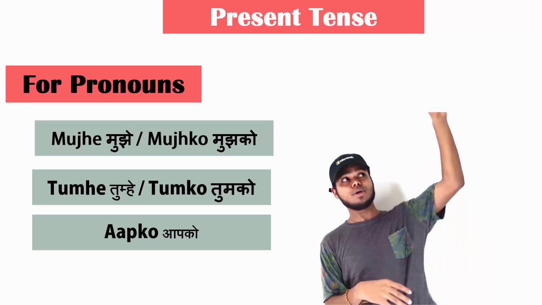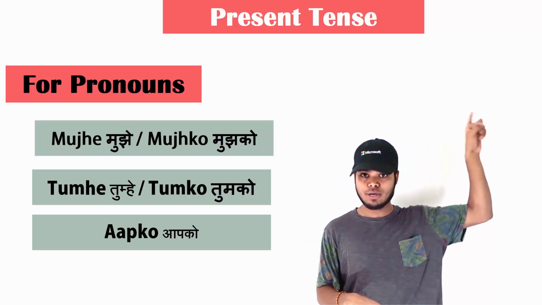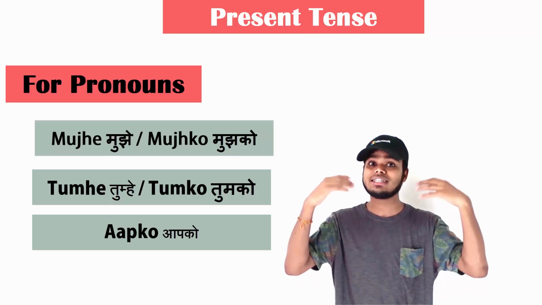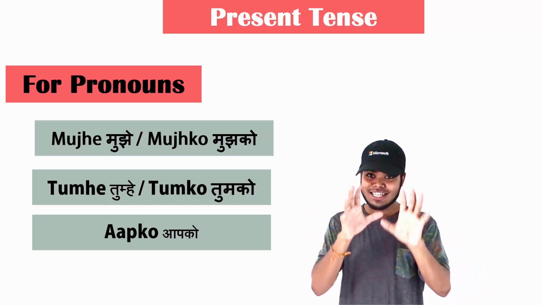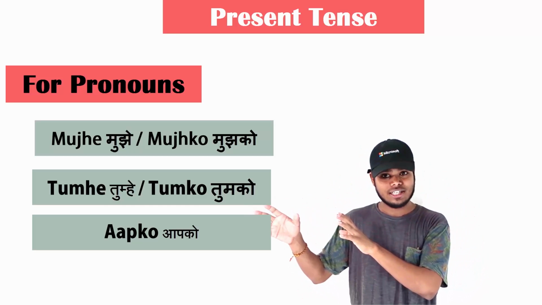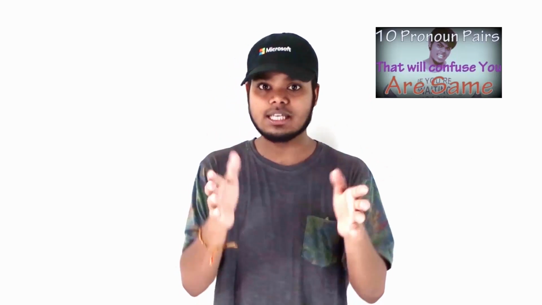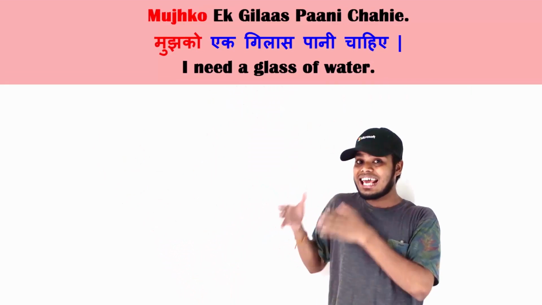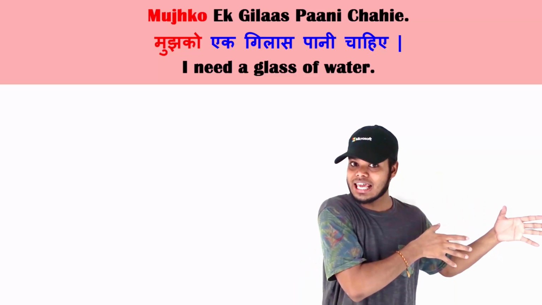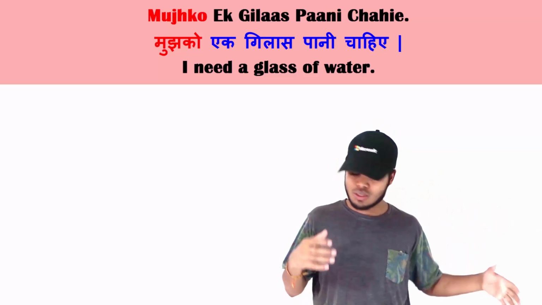So for that, somewhere will be a link, somewhere I'll put it. Please take a look at that. There are 10 pairs of the Hindi pronouns that look different actually. There are 20 pronouns, but they are not 20. They are just 10. Like I think you already have the idea that mujhe, mujhko, tumhe, tumko, like usse, usko, unhe, unko. These all mean the same actually. So mujhko ek glass pani chahiye, right? So chahiye, that's what makes the present tense.